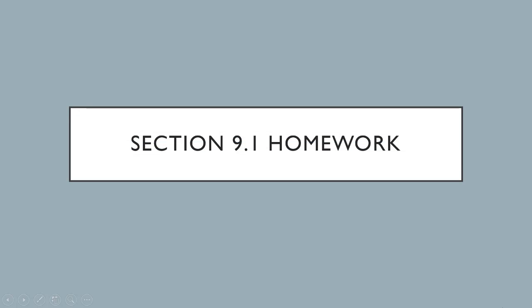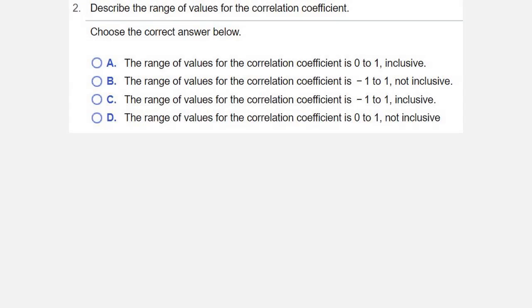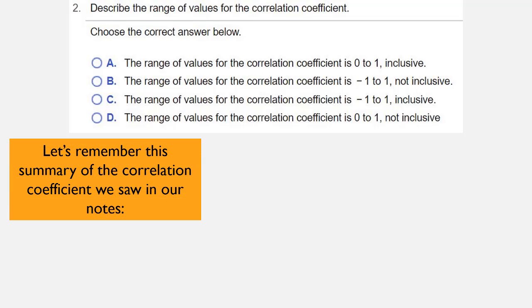We're looking at homework from section 9.1. This is question number 2. Describe the range of values for the correlation coefficient. Choose the correct answer below. So let's remember this summary of the correlation coefficient we saw in our notes.